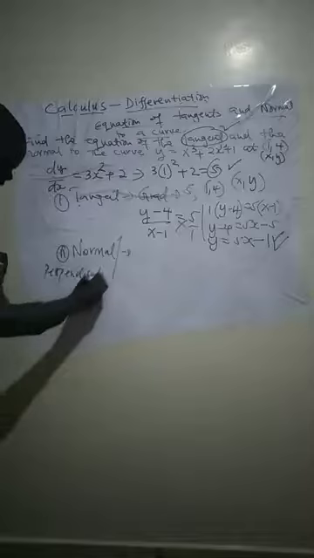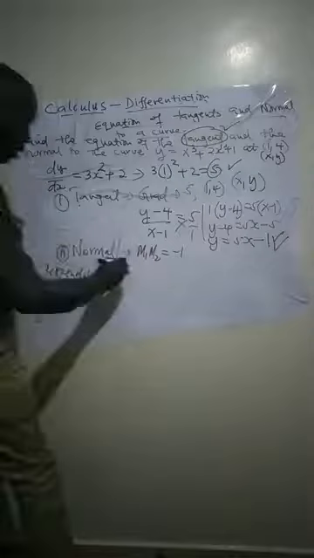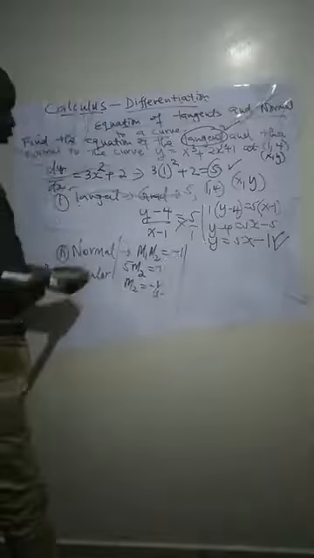Now recall the relationship of normal or perpendicular lines. We see M1 times M2 is equal to negative 1. So this normal is perpendicular to the tangent, or to the curve, at the point (1, 4). We already have M1, which is the same as the gradient of the curve. So M1, 5, times M2 is equal to negative 1. So M2 is equal to negative 1 over 5. So the gradient of the normal is negative 1 over 5.